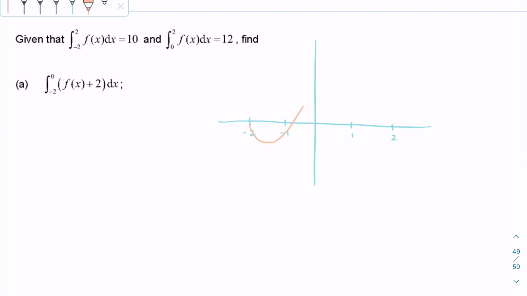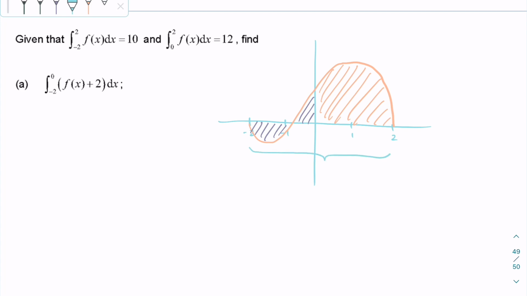We know that the function f is more negative from -2 to 0 than from 0 to 2, since the integral in the larger domain, -2 to 2, is smaller than the integral of a portion of this domain, which is from 0 to 2.